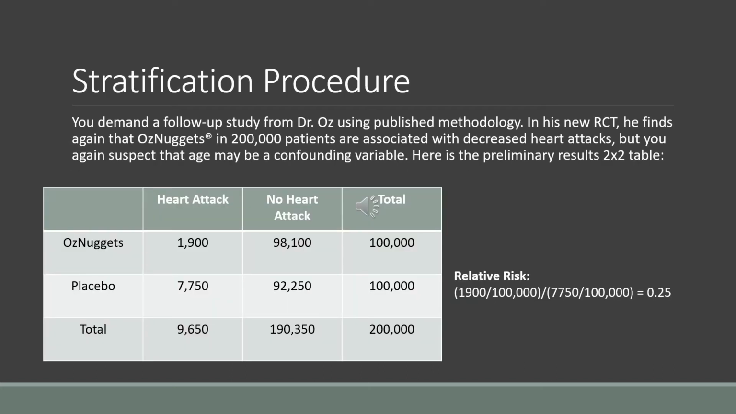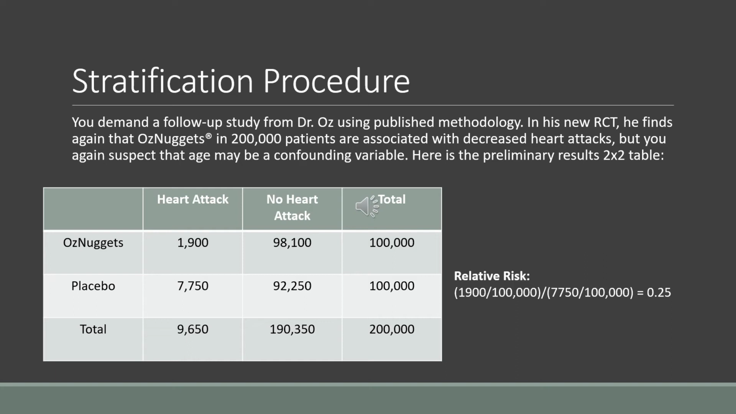Let's take a look at how to adjust for confounding variables using stratification. So in this setting, you demand a follow-up study from Dr. Oz using a more public methodology. You say, do the study again in a larger cohort and show me your methods. So he performs a randomized control trial. He again finds that Oz nuggets in 200,000 patients are associated with decreased heart attacks compared to placebo.